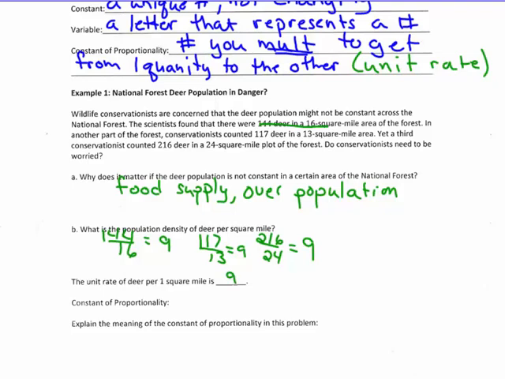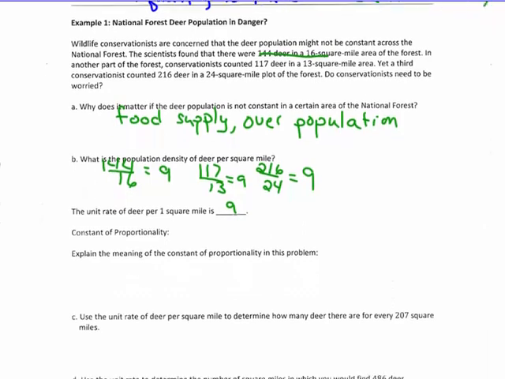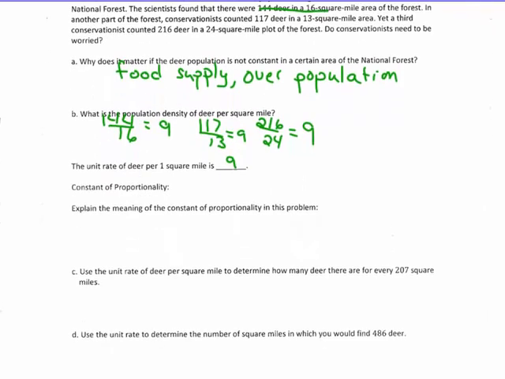Constant of proportionality. Explain the meaning of the constant of proportionality in the problem. It means that there are 9 deer per square mile. Now we don't know if that's a good number or a bad number, but at least it's consistent throughout the entire forest.